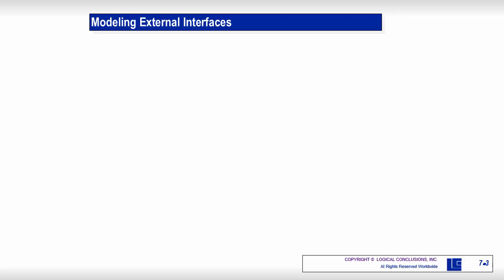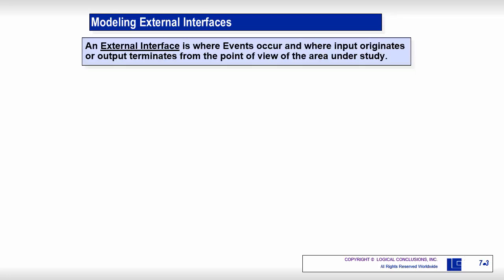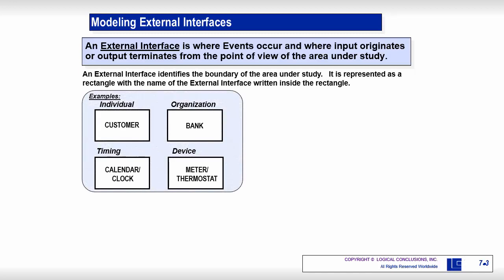Let's discuss modeling external interfaces. First, the definition. An external interface is where events occur and where input originates or output terminates from the point of view of the area under study. An external interface identifies the boundary of the area under study. It is represented as a rectangle with the name of the external interface written inside the rectangle.